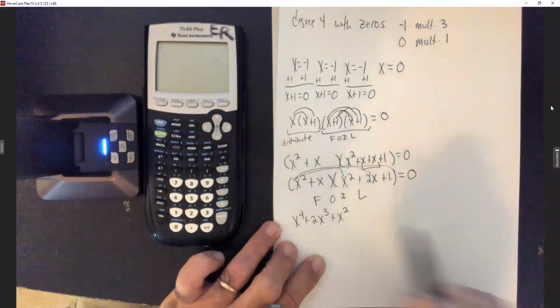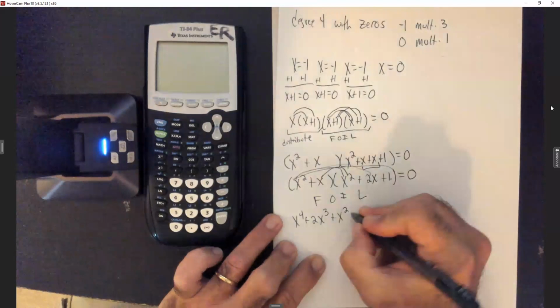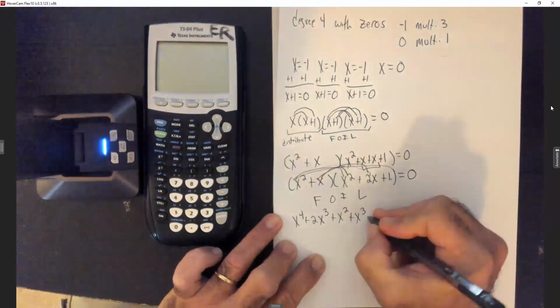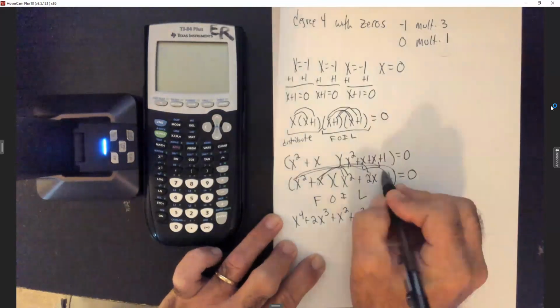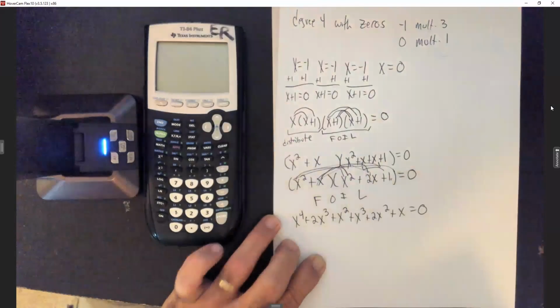Numbers all stayed the same. Now do the x times everybody. X times x squared is an x to the 3rd. X times 2x is a 2x squared. And then x times 1 is a 1x, all equal to 0.